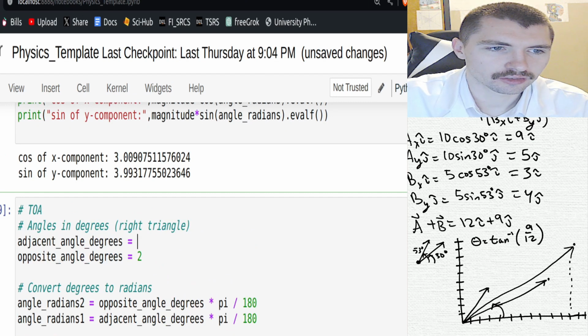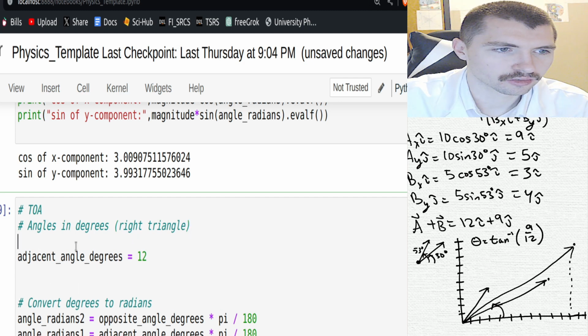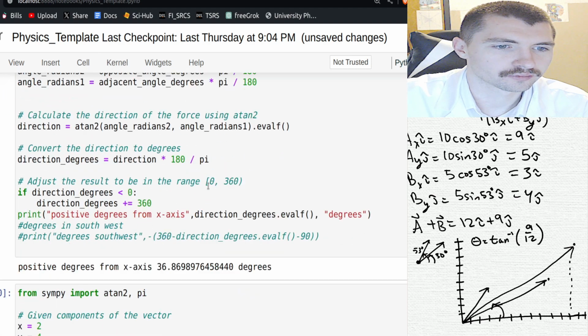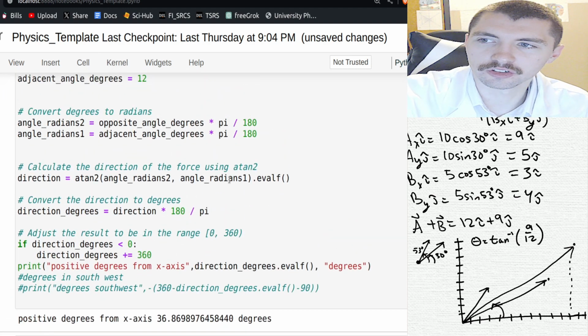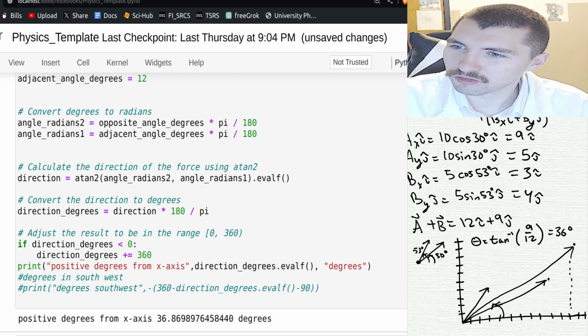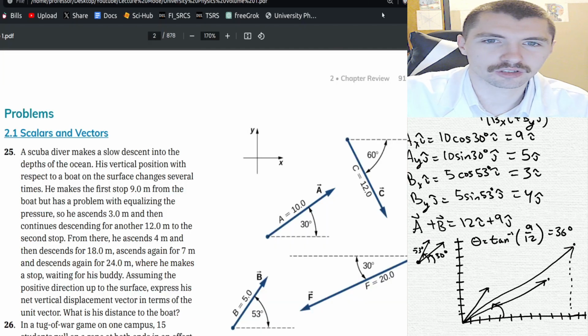Adjacent 12, opposite should be 9, and swap these. 36 degrees. So is that about right? That does look about right. So I think we're making good progress.